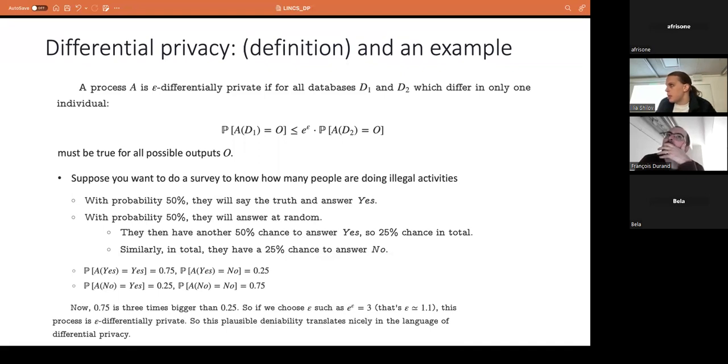So here you collect the database in the sense that the answers that your respondents tell you are already blurred, because they throw a coin. So basically, it's the same as local differential privacy, because agents blur their information, which you then collect into the database as a survey. And here you can guarantee this property with the epsilon equal to 1.1, just because of the probabilities that I listed. So the probability of obtaining.